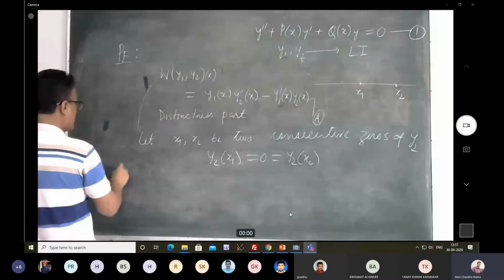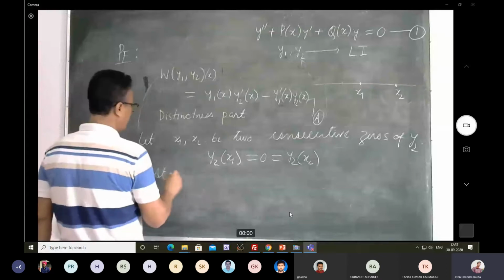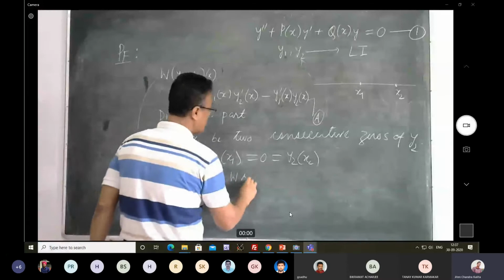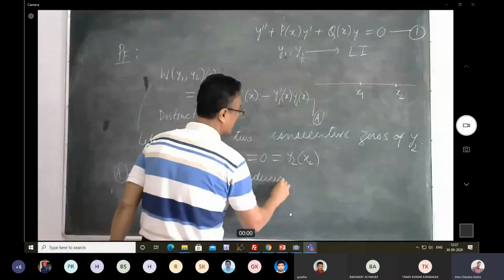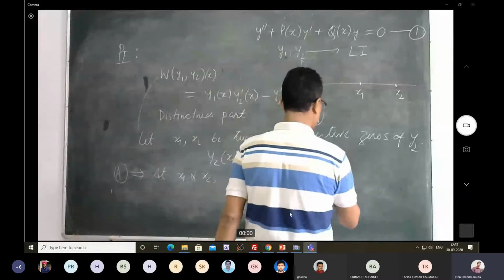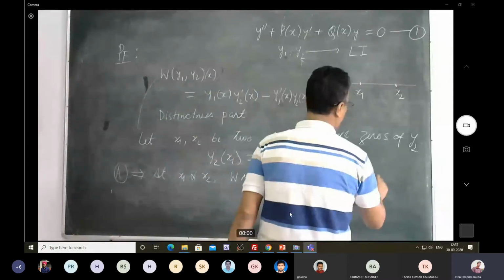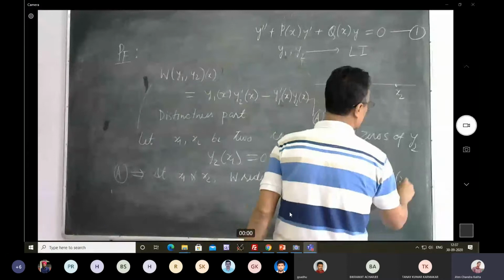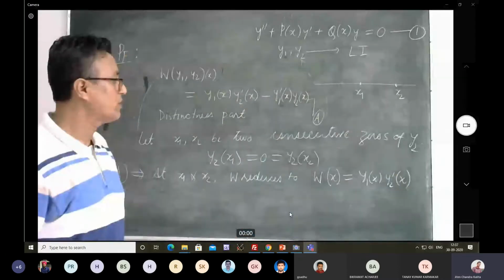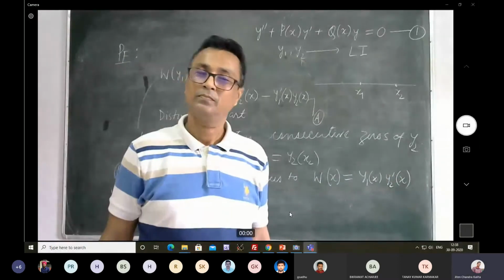So from this we can say that at x1 and x2 the Wronskian simply reduces to, let me write it simply like this, y1(x) y2'(x). Is it okay with everybody? This is only at these two points. Is it okay?